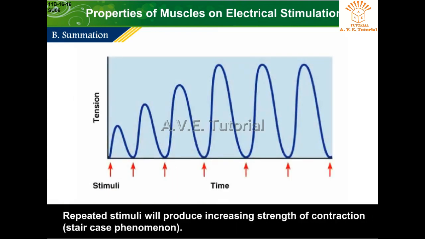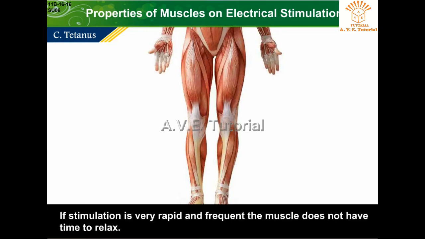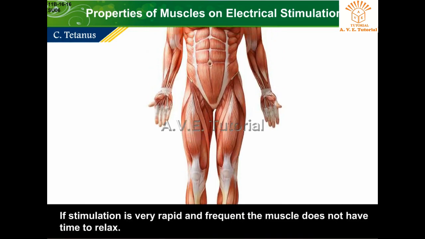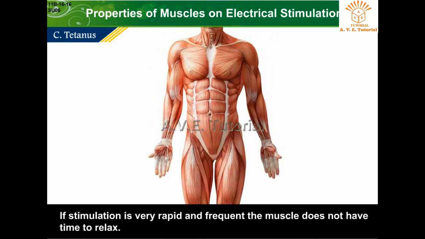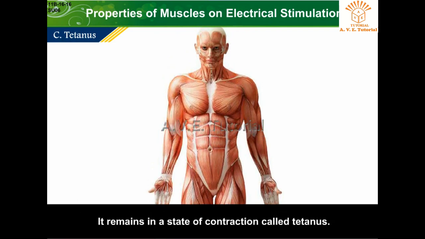Repeated stimuli will produce increasing strength of contraction, the staircase phenomenon. C. Tetanus. If stimulation is very rapid and frequent, the muscle does not have time to relax. It remains in a state of contraction called tetanus.